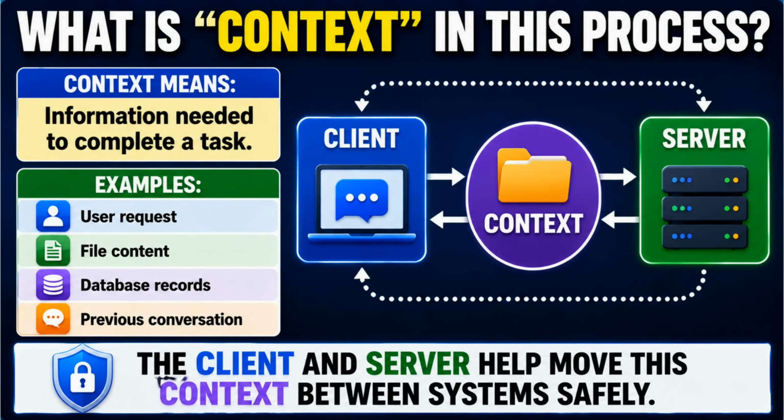What is context in this process? Context means information needed to complete a task. Examples include user request, file content, database records, and previous conversation. The client and server help to move this context safely between different systems.